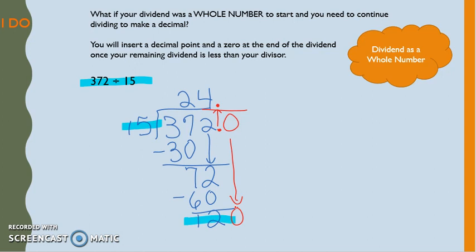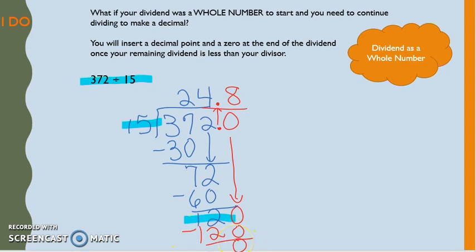We can say, how many times does 15 go into 120? If you didn't know, you can do some guess and check off to the side. I know, so 15 actually goes in evenly 8 times. 15 times 8 is 120. We subtract, we have 0 left over. So our quotient is 24 8/10, or 24.8.